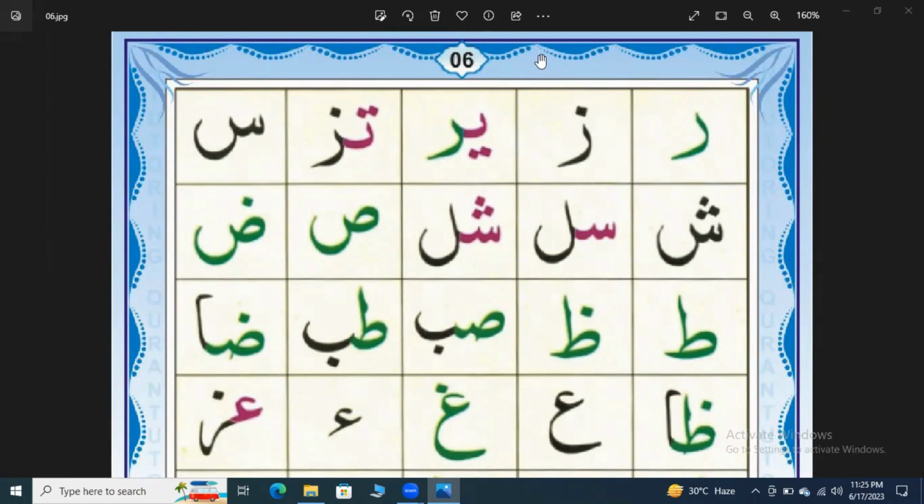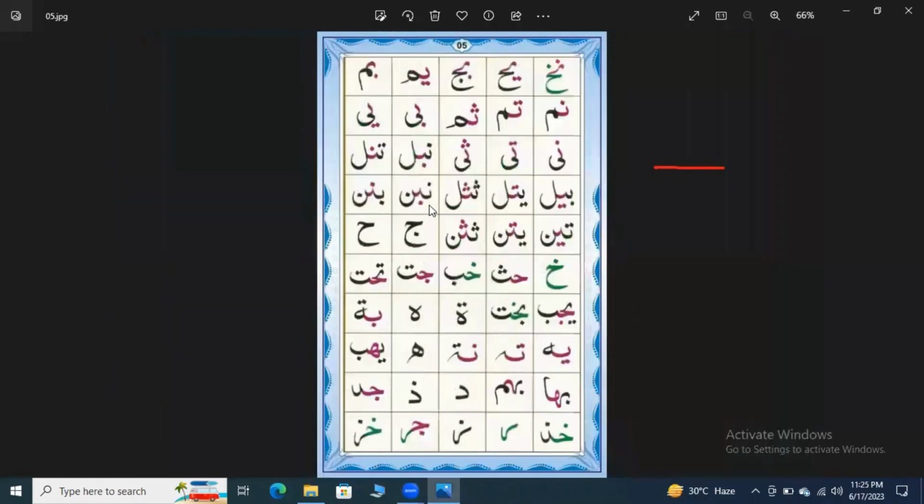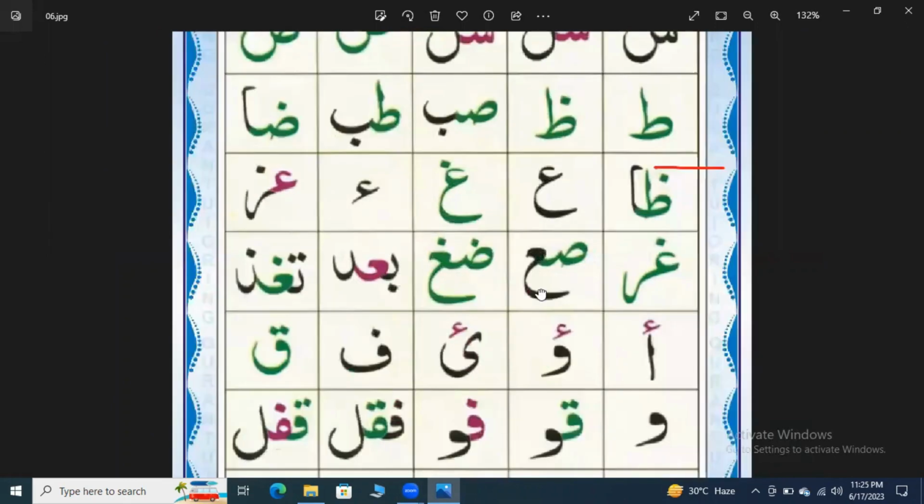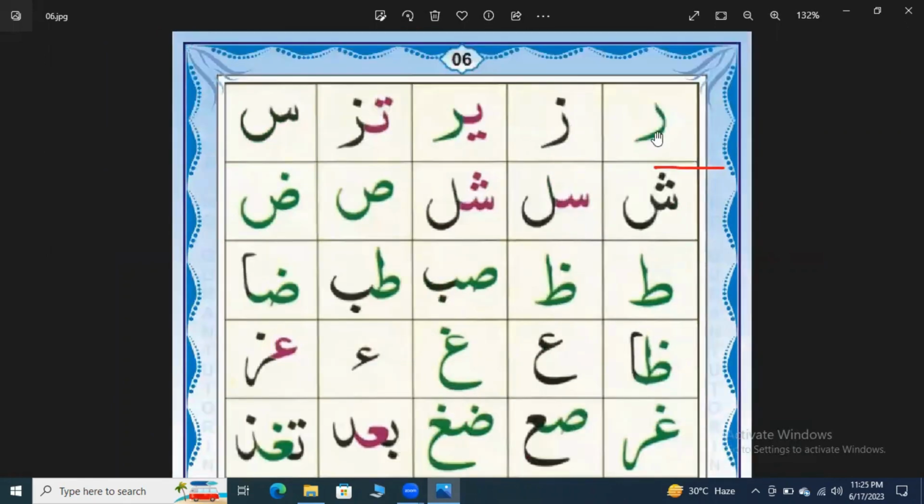Bismillahir rahmanir rahim. Today we will start our second lesson from here. In the last class, we studied up to this last word. And today we will start our second lesson from this letter. Let's say Bismillah.